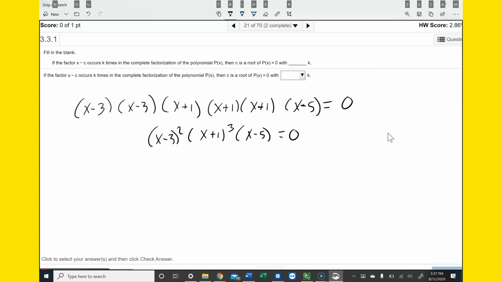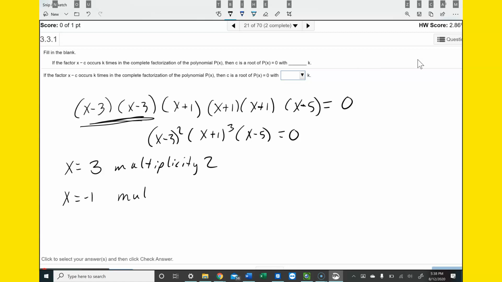So however many times the factor shows up, that's called the multiplicity of that factor. The answer to this question is with multiplicity k. That's going to be in the drop-down box. So x equals 3 is a solution with a multiplicity 2. X equals negative 1 is a root with a multiplicity 3. X equals 5 is a root with multiplicity 1.